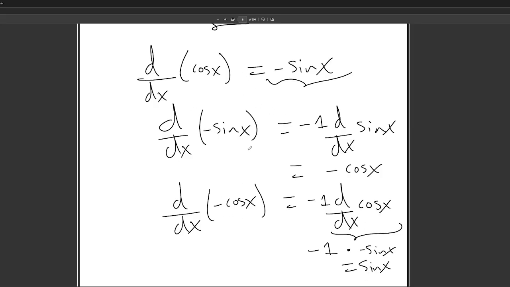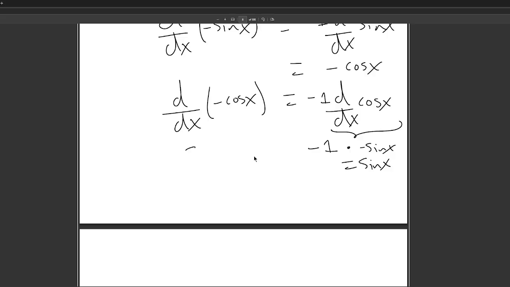So it behaves in this cyclic pattern you can imagine. Sine x goes to cosine x, goes to negative sine x, goes to negative cosine x, goes to sine x. And each arrow is a derivative, okay? Does that make sense? Each arrow is a derivative.